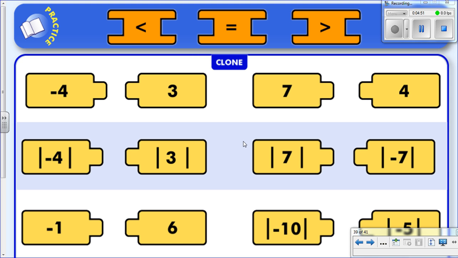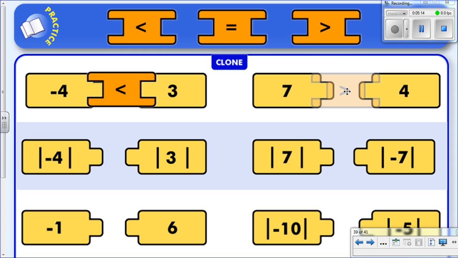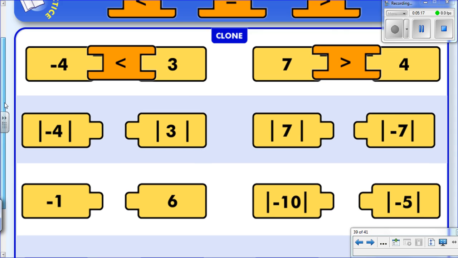So what we're going to do now is incorporate some of what we've been doing with integers. First we're going to look at: is -4 greater than or less than 3? Well, it's less than, because all negative numbers are less than positive numbers. Let's take a look at the next one. We have 7 and 4. Well, we know 7 is bigger than, or greater than, 4.